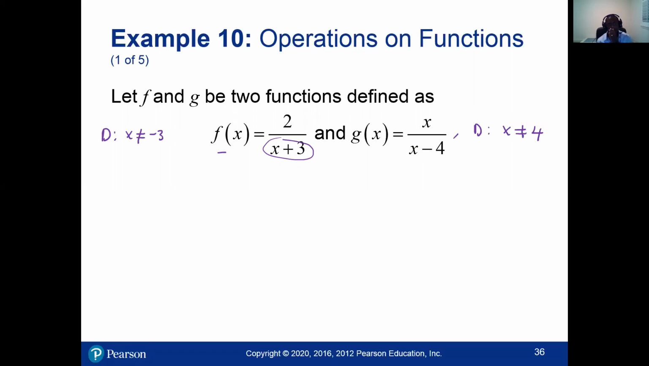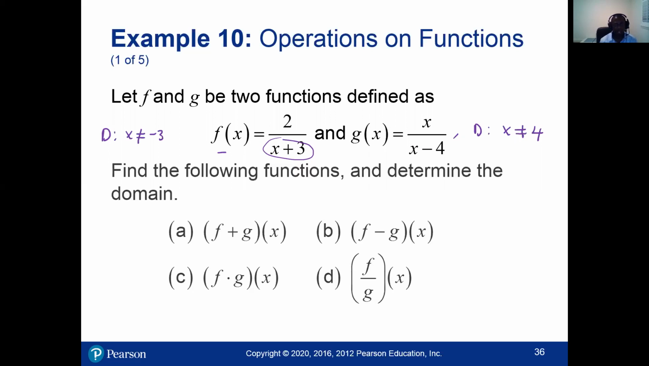Now we want to find the sum of this. We want to determine each of them: the sum, the difference, the product, and the quotient, and then we'll find their domains. I'll write them in interval notation, most of them. All right, so here we go.